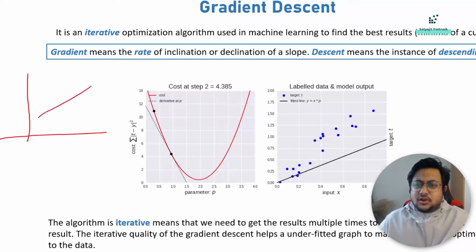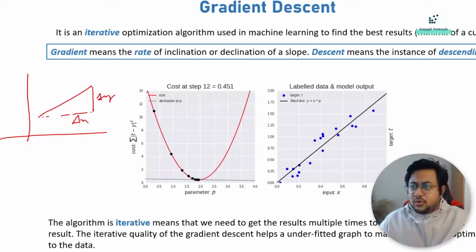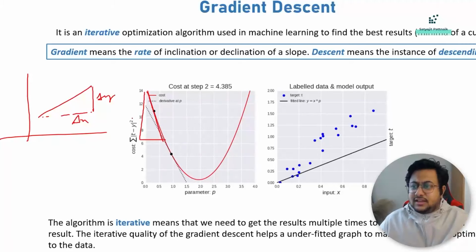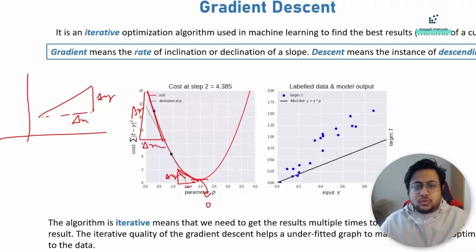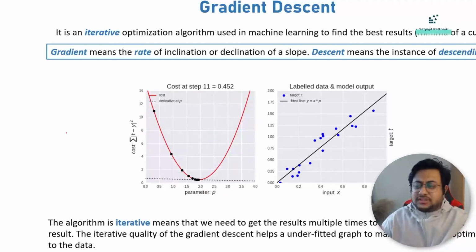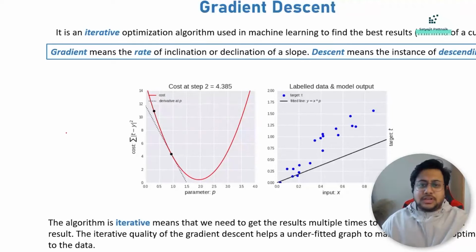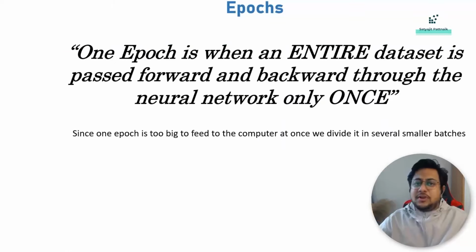So simply, what exactly is gradient? If I just start talking about this particular line, gradient is nothing but change in y with respect to change in x. Similarly, if you look at this graph, the gradient here will be change in y divided by change in x. Gradient here will be less. Gradient here will be almost zero, right? So this is a general concept behind the gradient descent technique. The algorithm is iterative, meaning that we need to get the results multiple times to get the most optimal result. We'll not go deep into gradient descent.